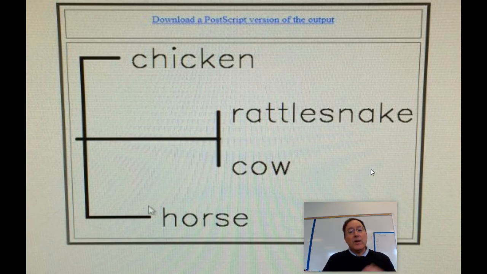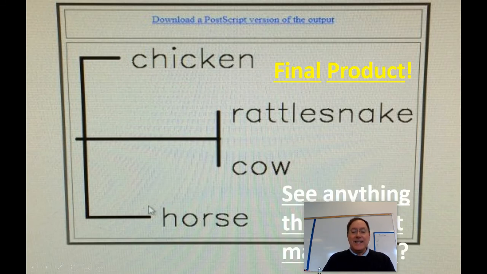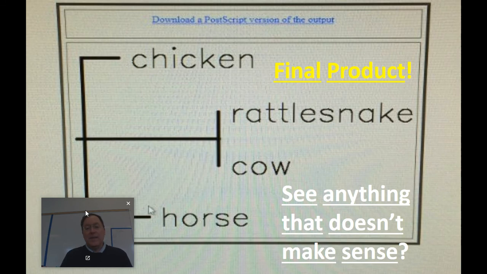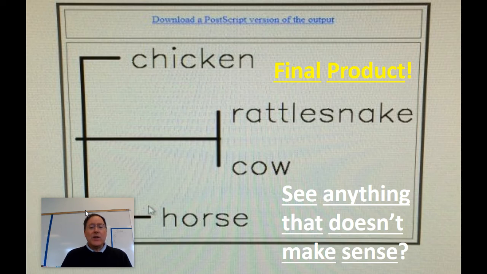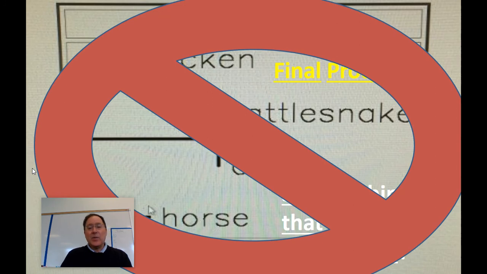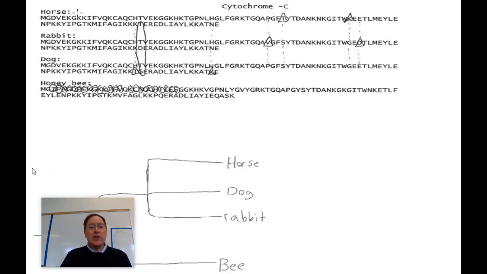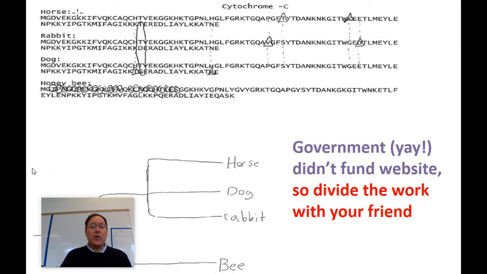This is an example of one that one of my students got, a final product, but do you see anything wrong here? It just doesn't make sense. You would think that the horse and the cow would probably be more similar. So it doesn't work. In this final step, and I just figured this out last year, what I think kids need to do is do it by hand. Apparently that website didn't work last time, and it wasn't working anyway.